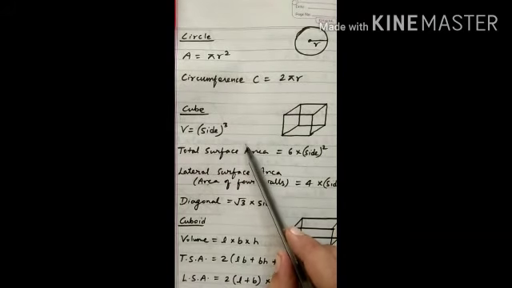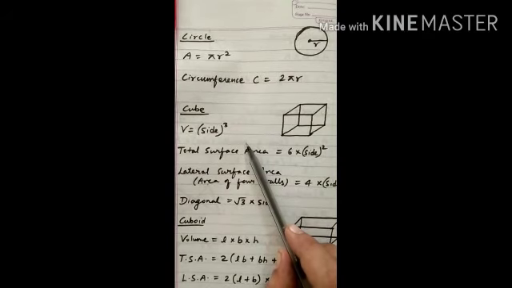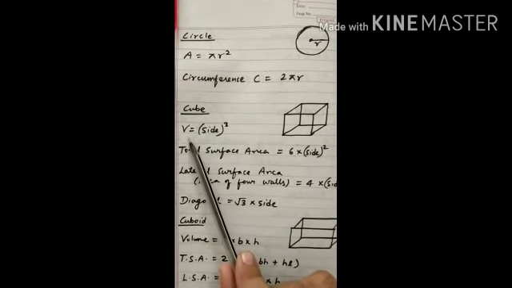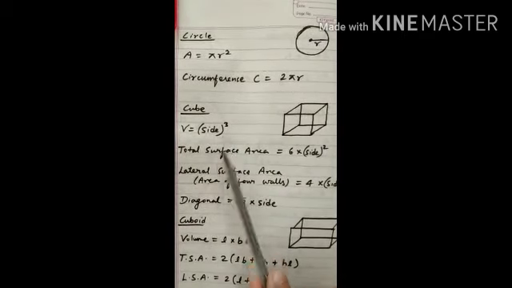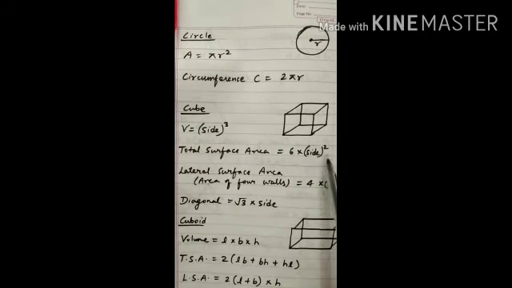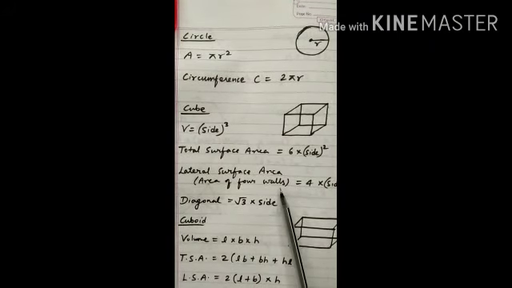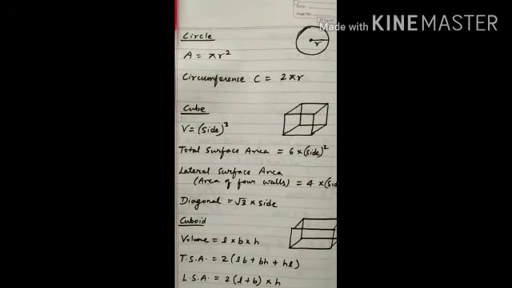Next is a three-dimensional shape, which is known as a solid shape, cube. A cube has all 6 faces equal to each other. Volume equals side cube. Total surface area equals 6 into side square. Lateral surface area, which is known as area of 4 walls, equals 4 into side square. Diagonal of a cube equals root 3 into side.